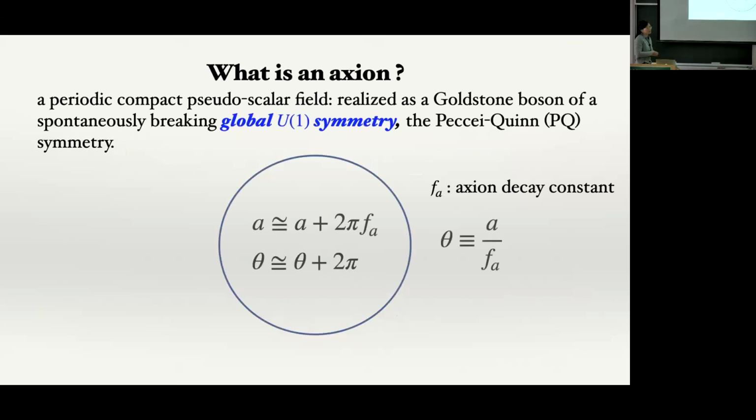The axion is a periodic, compact pseudoscalar field, so it lives on a circle. When you shift this axion by integers times 2 pi fa, where fa is the axion decay constant, or in terms of a dimensionless variable theta, the ratio of a over fa, by integers times 2 pi, the physics should remain invariant. In particle physics, it could be realized as a Goldstone boson of a spontaneously broken global U1 symmetry, the Peccei-Quinn symmetry.